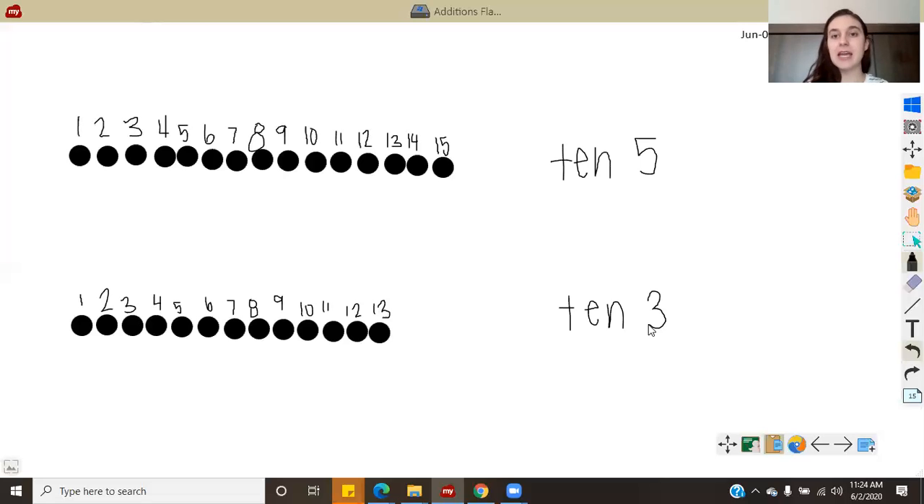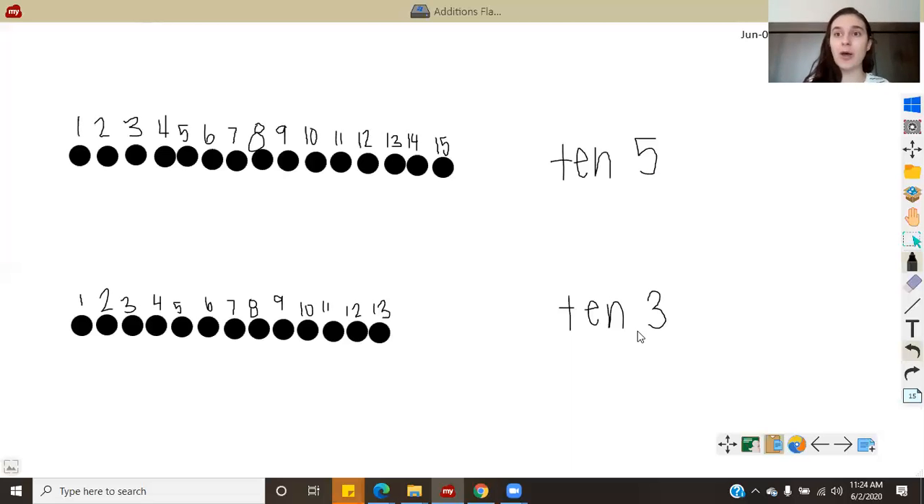Now, I see that 15, the 10 way is 10, 5. So it is 1 ten and 5 ones. And I see that 13, the 10 way is 1 ten and 3 ones. So I see that 15 and 13, they both have one group of 10. But 15 has 5 ones and 13 has 3 ones.